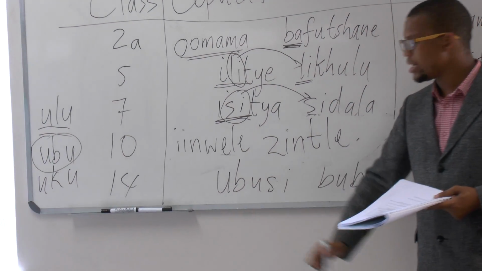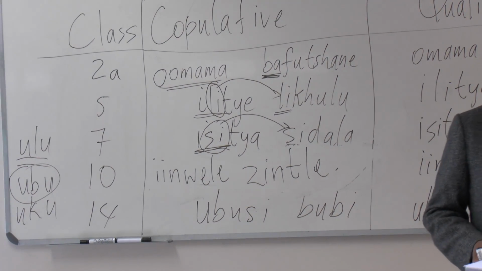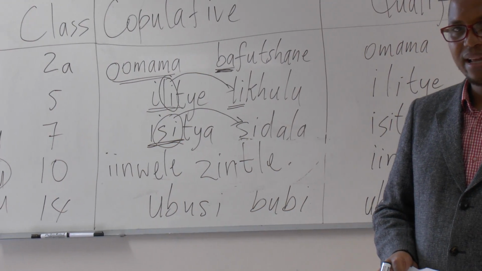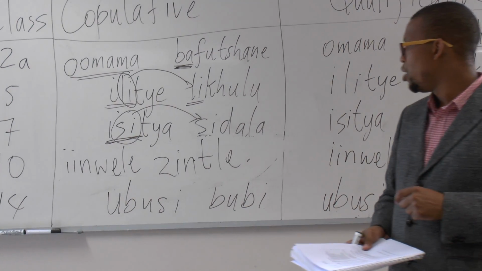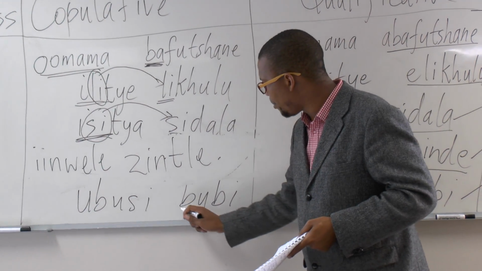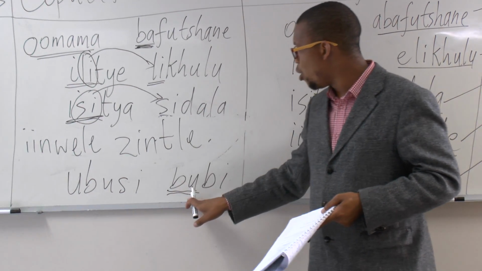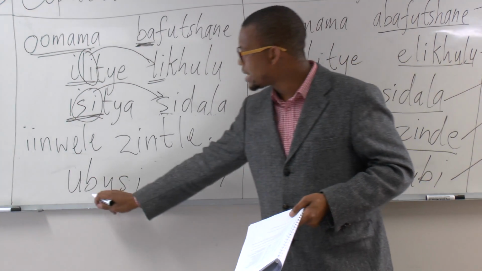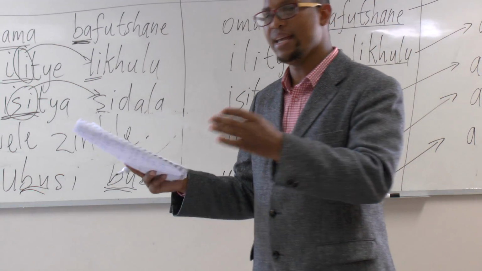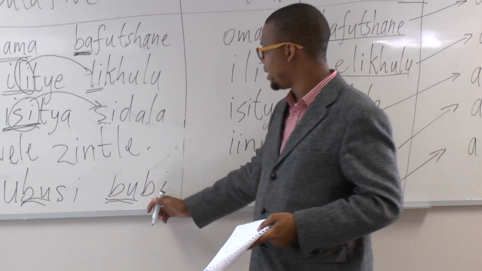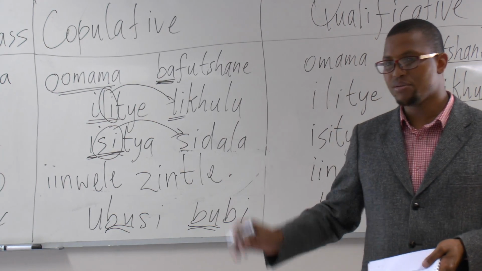Our example that has been given here is ubusi bubi. The honey is bad, which means the honey tastes bad. Ubusi will be the noun in this case. The part which is a copulative is bu. Ubusi bu, the honey is. It's similar to the subject concord. The honey is bad. There are no changes that take place. Ubusi bubi. Fortunately with this one, it just goes as it is.